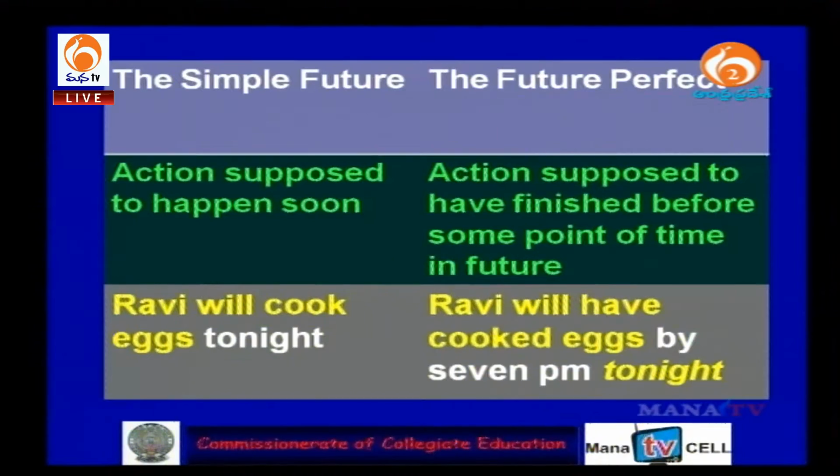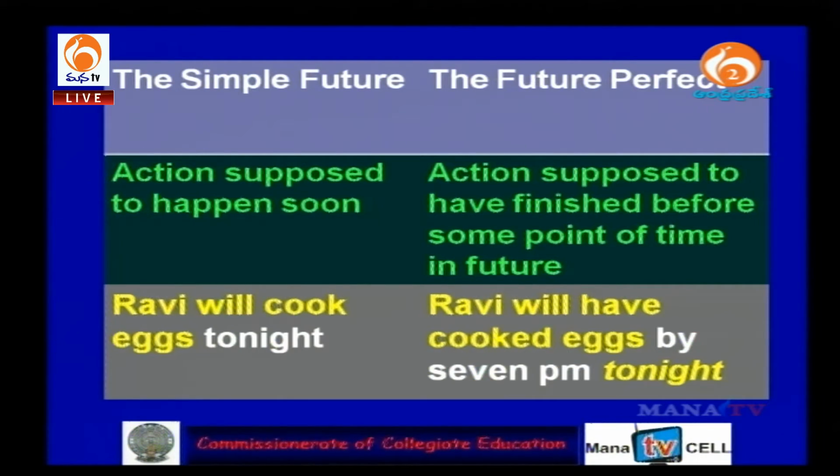Now, let us try to understand what these tenses actually denote in the traditional grammar. If we take up the simple future tense, it tells about an action supposed to happen very soon, that is, in future. If you take an example, it goes like this: Ravi will cook eggs tonight.